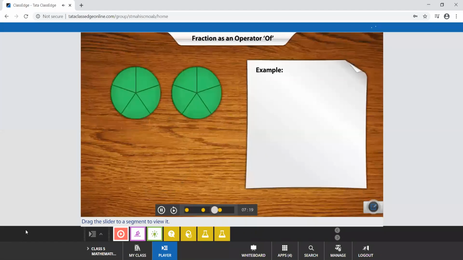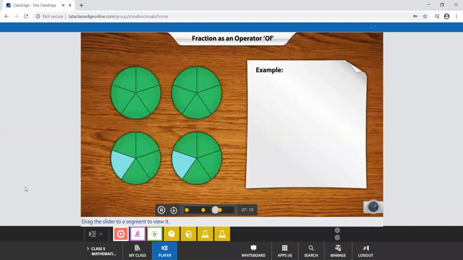Observe that the 2 circles are equal in size and divided into 5 equal parts. The shaded part of each represents 1/5 of the circle. Let us see what part of a circle both these together represent. You can see that the 2 shaded parts represent 2/5 of the circle. Thus, 1/5 of 2 is 2/5.